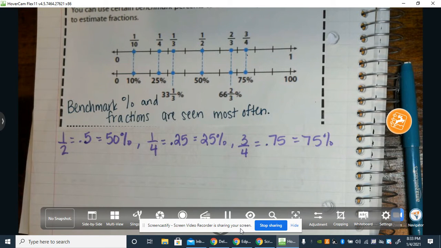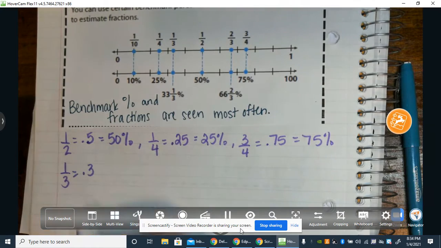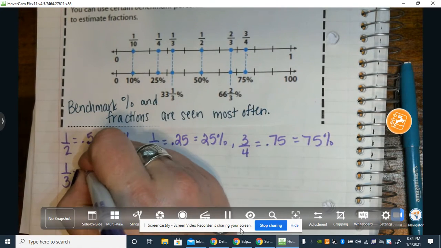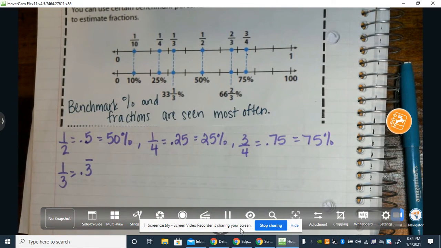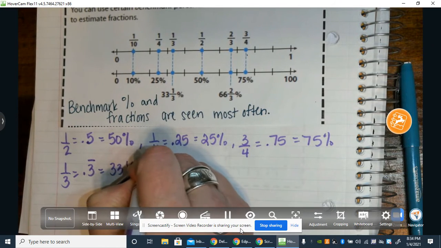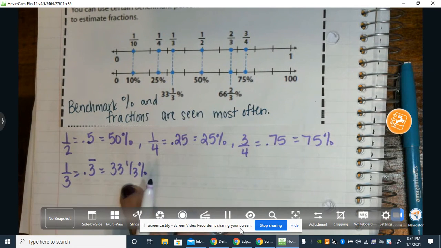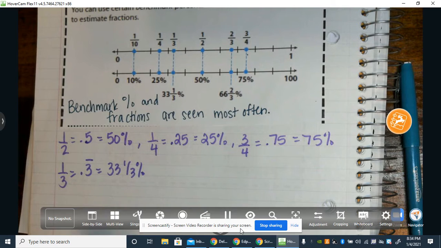Now, another one that you see most often is 1/3. 1/3 is a benchmark fraction, and this is a repeating one. So it's 0.3, and how we show that it's repeating is we put a line over it, which would be equal to 33 1/3%. Whenever you see that percent, you can ask what fraction it is. It's 1/3.